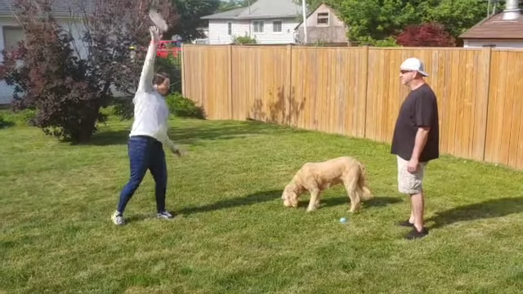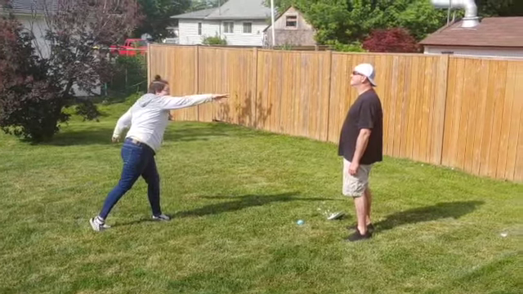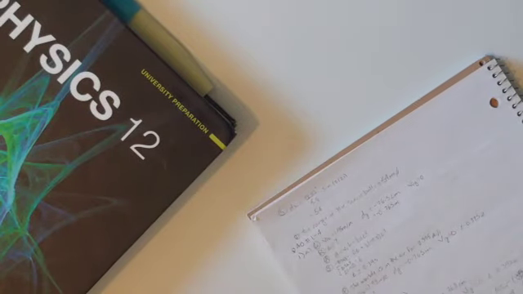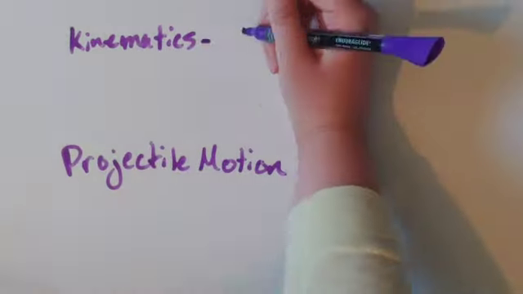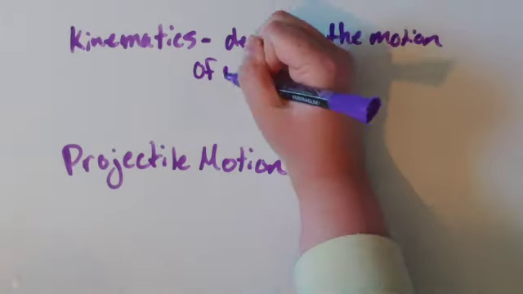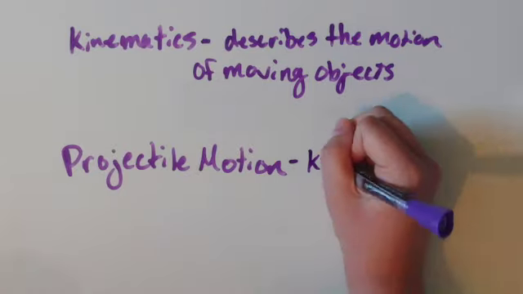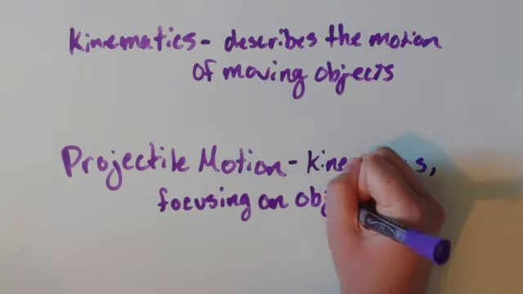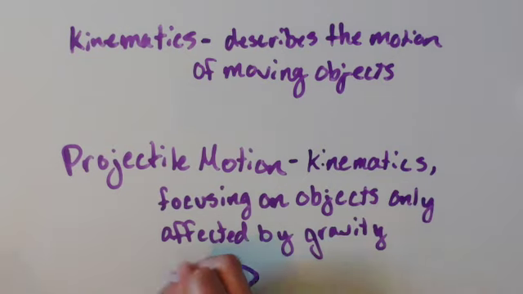I tend to throw it too short, or too long. So today, we're going to use physics, more specifically, kinematics and projectile motion to help me out. Kinematics is a form of math that describes the motion of moving objects, and projectile motion is the study of those objects where the only force acting on them is gravity, like a bullet or other projectiles.